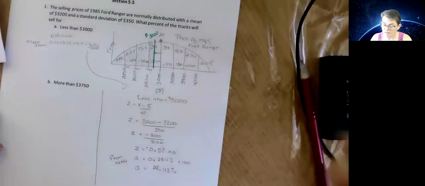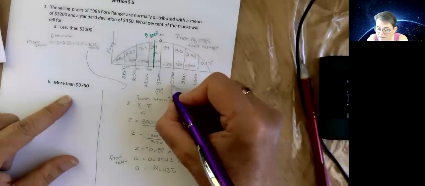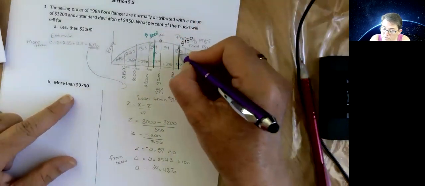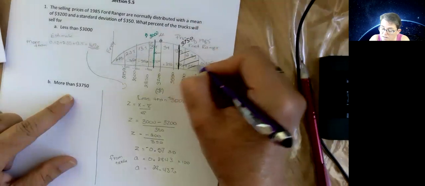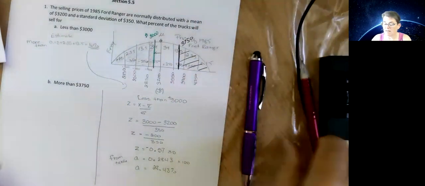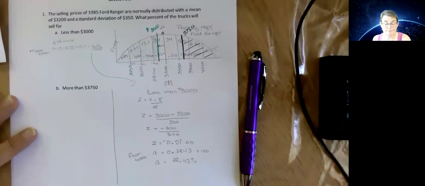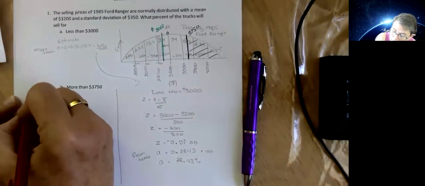3750 is my pen. All right, there's 3550, there's 3900, so I'm going to eyeball. And I'm going to say that's 3750. So we are looking for that area there. I'm going to do an estimate again. Okay.